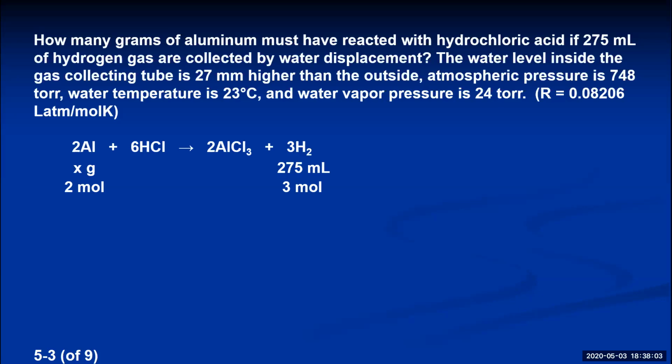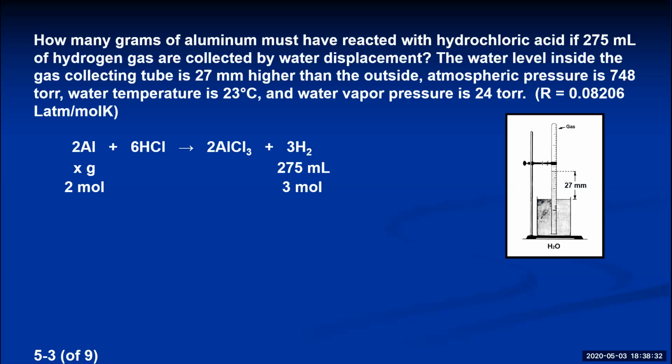The temperature is going to be assumed to be the same as the water temperature. The gas is collected in a eudiometer by water displacement. Whatever temperature the water is, that's going to be the temperature of the gas that's touching it. So the 23 degrees Celsius will be the temperature of the hydrogen gas. Its volume is 275 milliliters, but they did not tell us directly the pressure of the hydrogen gas. They told us what atmospheric pressure was. They told us the difference in water levels, and they told us water vapor pressure. So let's draw a picture of what they're describing here.